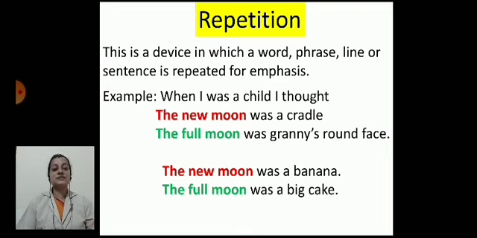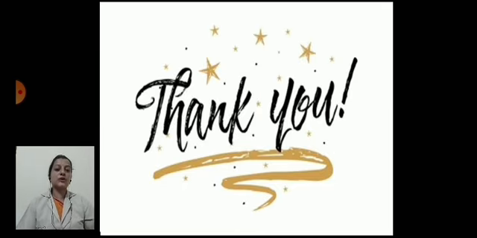Again, the poet has repeated the same words, the new moon and the full moon. So the new moon was a banana, you know the shape of a banana, and the full moon was a big cake, round, right? So here you can see that when I was a child, I thought the new moon was a cradle, the full moon was Granny's round face. The new moon was a banana, the full moon was a big cake. So you can see that there is repetition of the new moon and the full moon twice. So this is called repetition. So it was all about poetic devices.